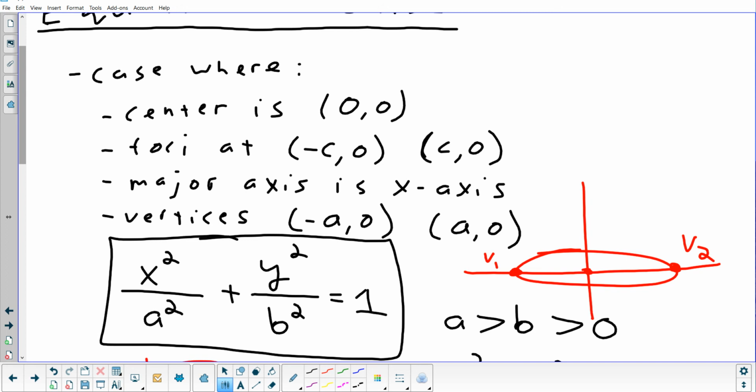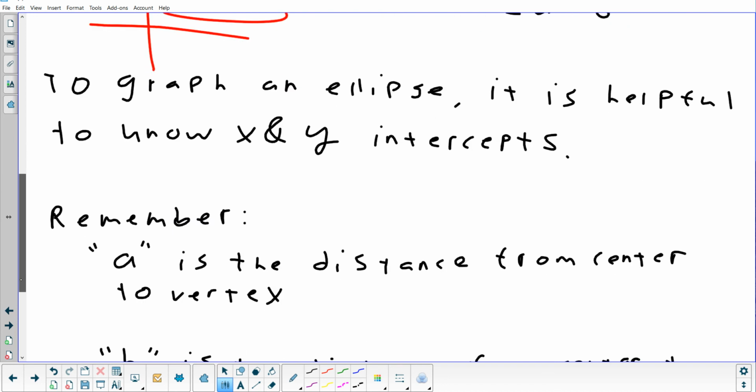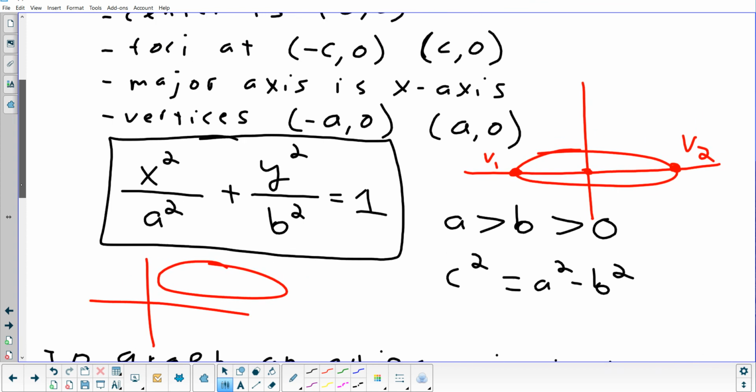Either A units right and left in this case, or it'll be A units up and down. So that's an important thing to know about A. It is the distance from the center to the vertex. So A is the distance from the center to the vertex. B, I'm going to have to tell you that one. That one's a little tricky, but let's see about C.